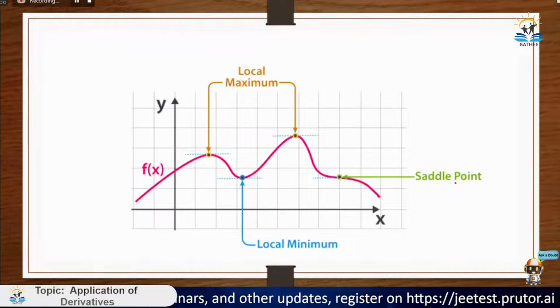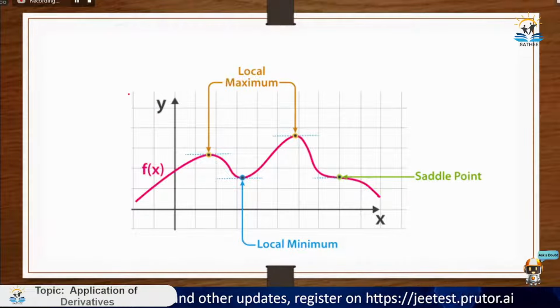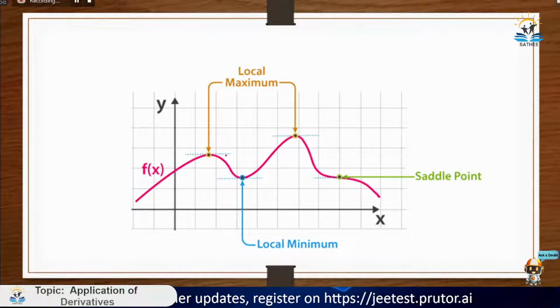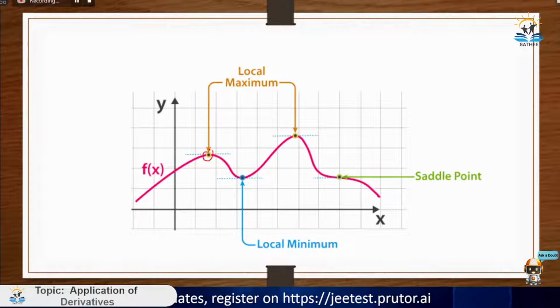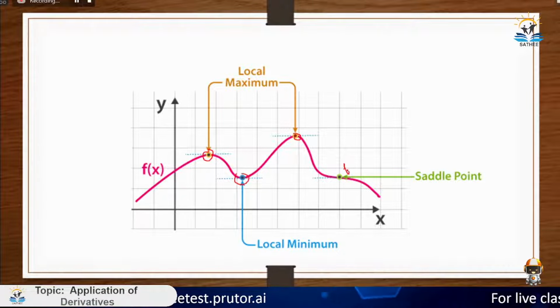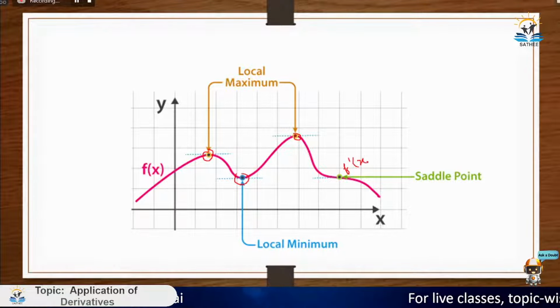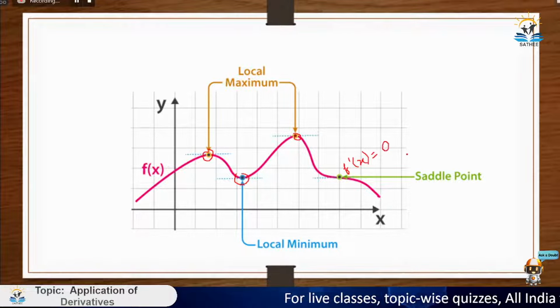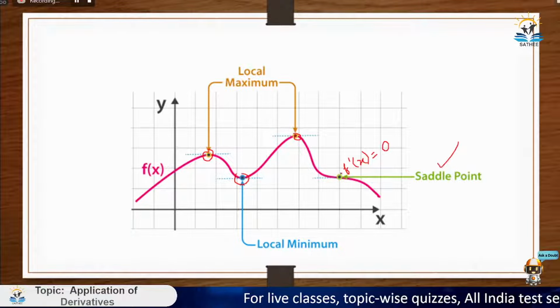Moving ahead. So this is a diagram which I wanted to show you. So these are points of local maxima, and then these are points of local minima. And now this is a saddle point. What is saddle point? Saddle point is the point where f dash x is equal to 0. That is, the function is constant at that point. The function is neither increasing nor decreasing. It is something like a straight line. So where f dash x is equal to 0, those points are termed as saddle points. So this point is a saddle point. Okay.